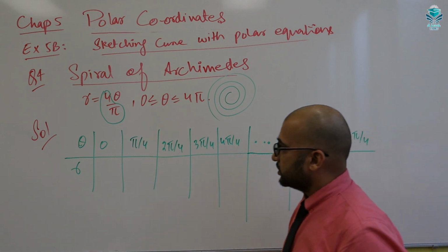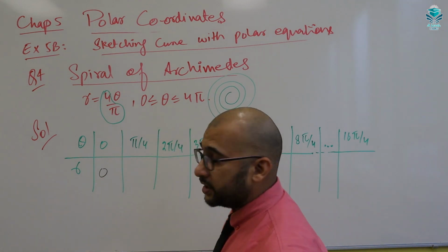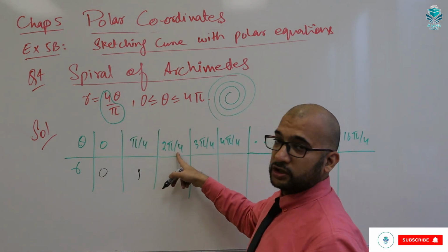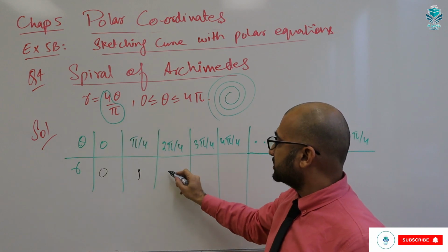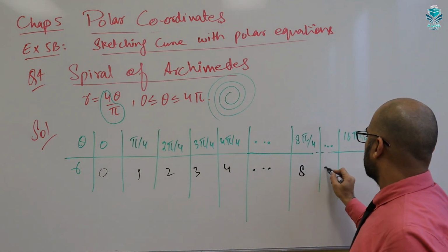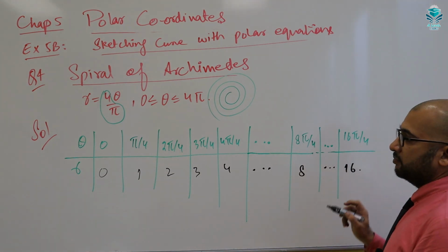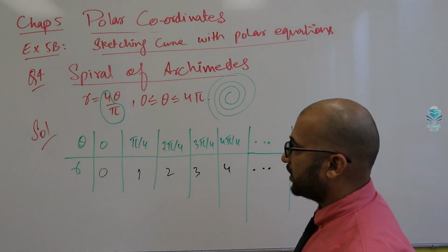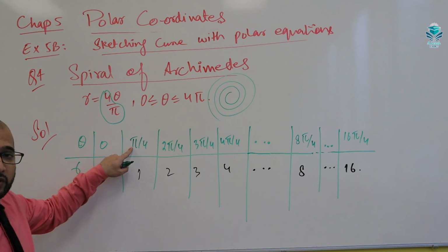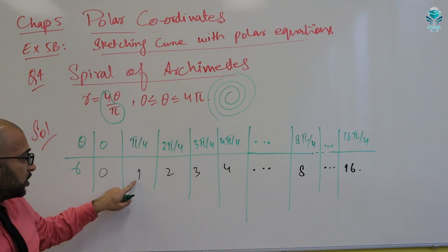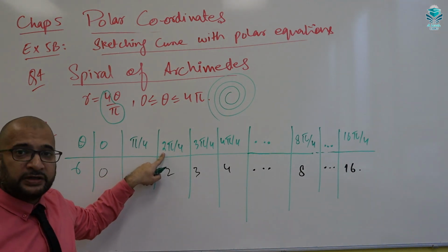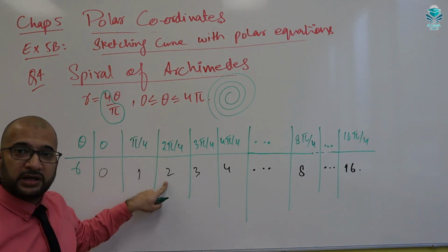When I take 0, r is 0. When I take pi by 4, you will get r is 1. When you take 2 pi by 4, r is 2, then 3, 4 and so on, up to 16. Means you are taking the value of r as 0 when the angle is 0. When the angle is pi by 4, in the direction of pi by 4, the value of radius is 1. In the direction of the line 2 pi by 4, r is 2.